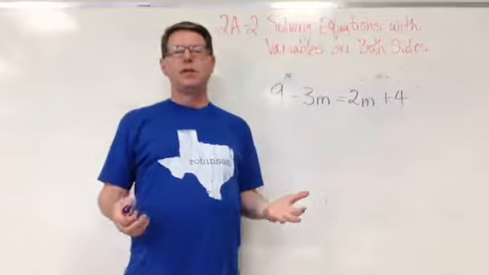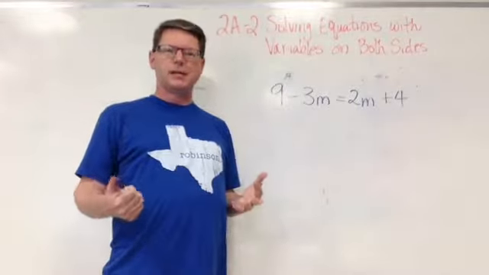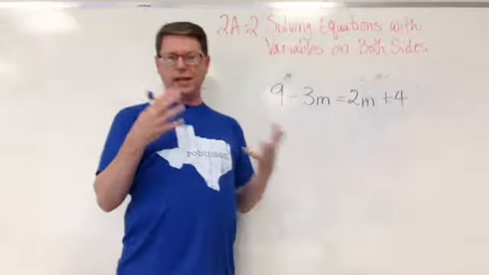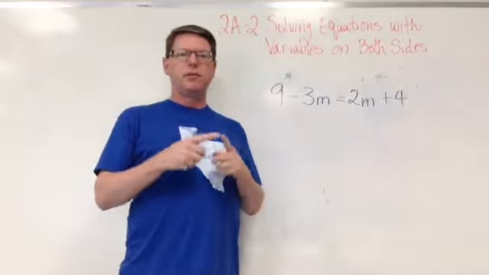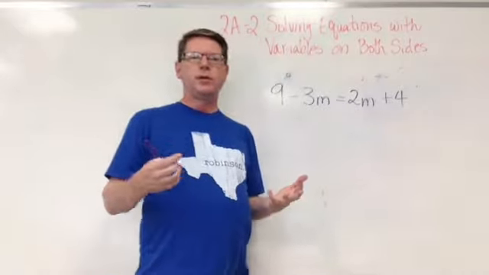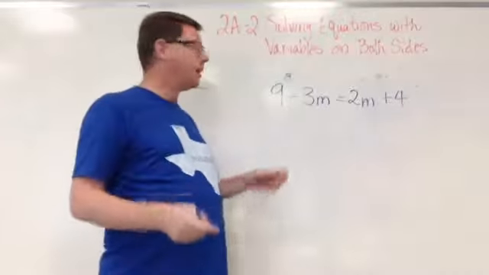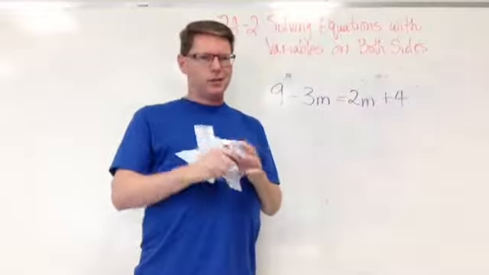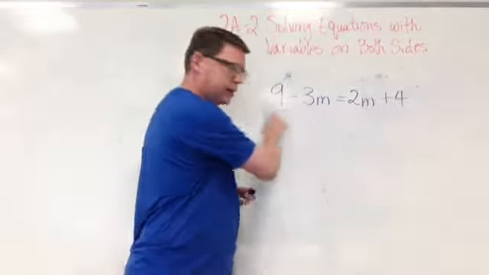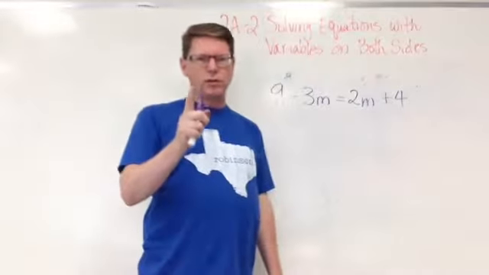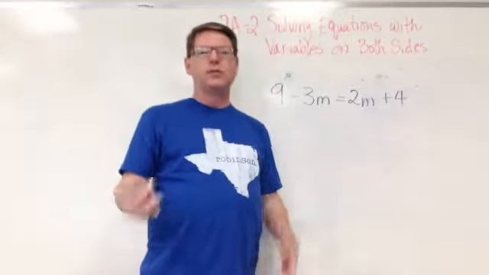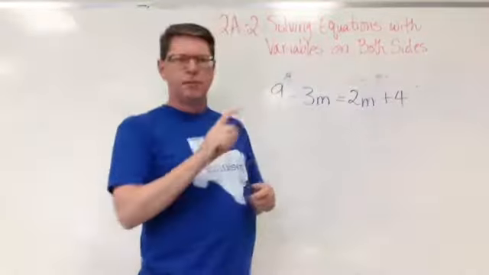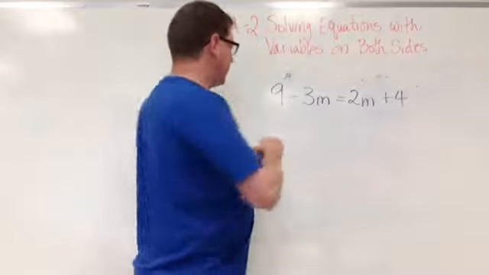So here's the next example of solving an equation with variables on both sides. 9 minus 3m equals 2m plus 4. Again, the strong suggestion is to look for the variable with the smallest coefficient. Well, my variable is m, and so I have negative 3m and 2m. Which one is smallest? Here's where it's tricky. This is negative 3, and that's positive 2. Which one's smaller? The negative 3 is the smallest, so I'm going to start with the negative 3m, and I'm going to do whatever's opposite. This is minus 3m, so I'm going to add 3m to both sides.